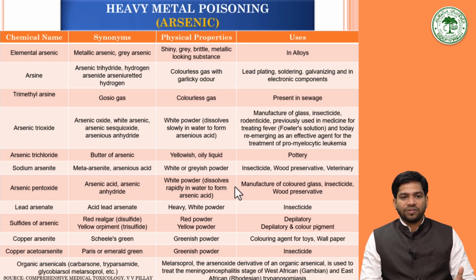This is the list of their physical properties. The physical properties are common, that is, it is a shiny, gray, brittle, metallic-looking substance, and arsine is a colorless gas with a garlic odor.